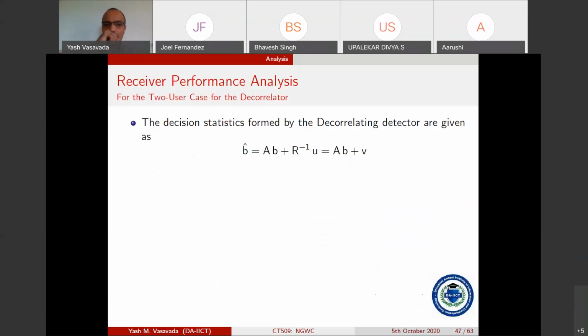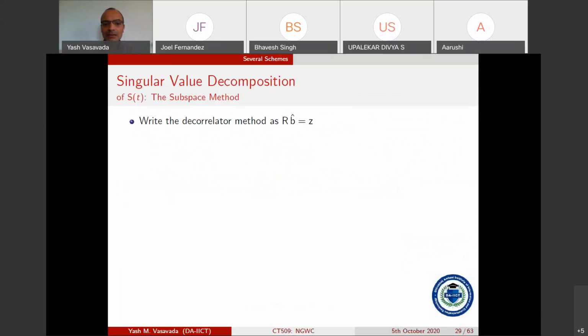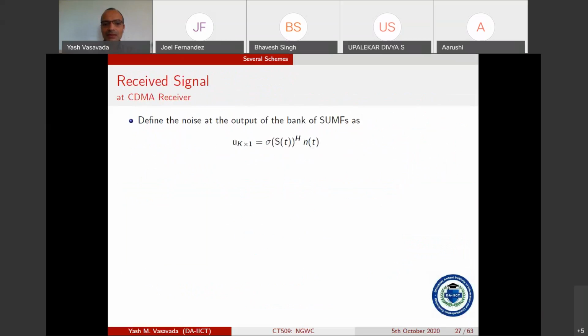Let us now see what happens if we do decorrelation. Remember, the decorrelation output is written as B hat is equal to A times B plus R inverse U. If you want to go back to that, let us see why that is the case.